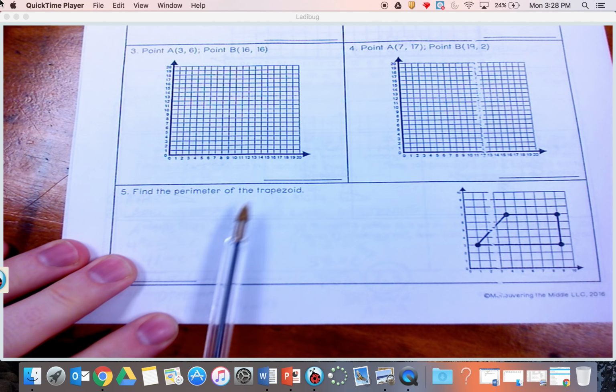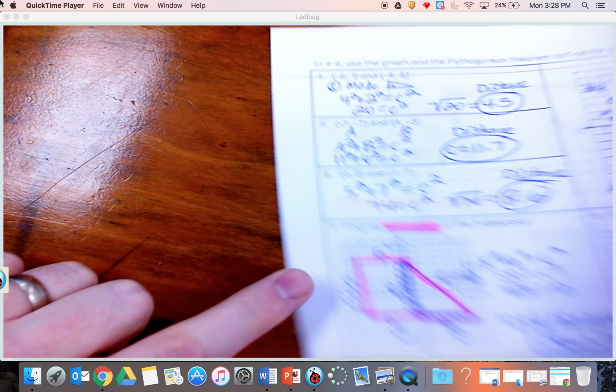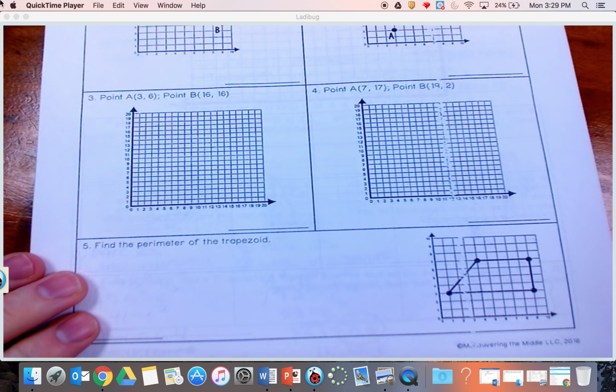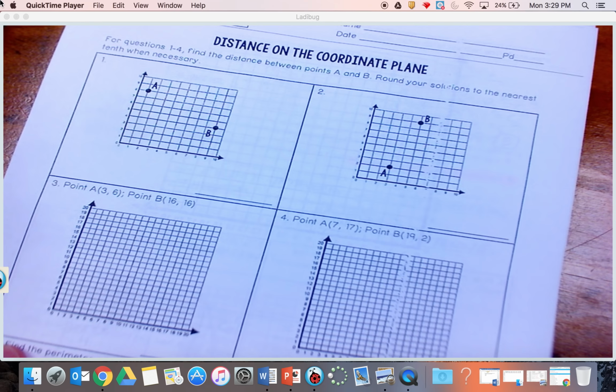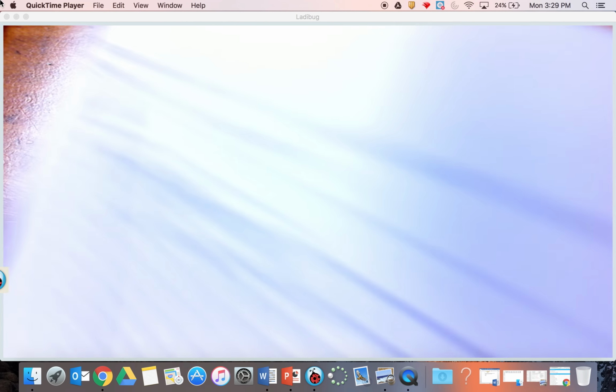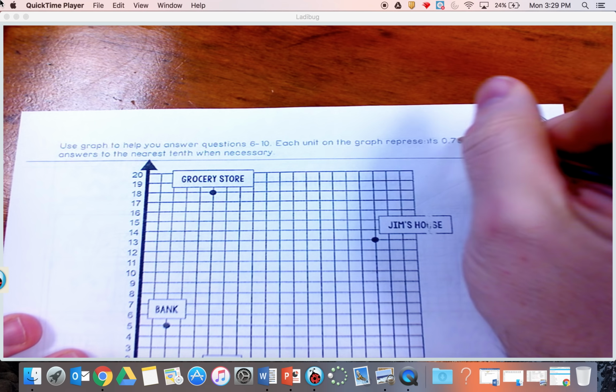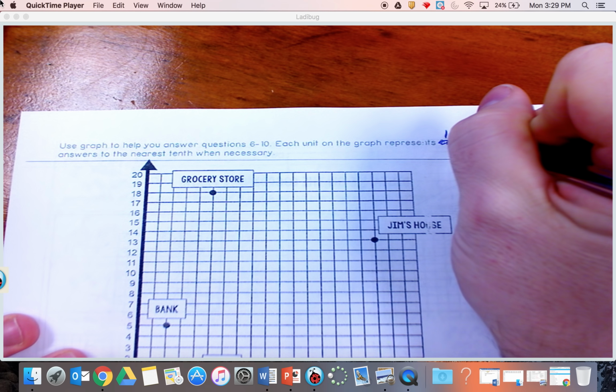Find the perimeter of the trapezoid. We did one. Number 5 is just like number 7. Follow the steps. Go back and watch the video on that one again. Okay, you should be able to handle that one. The last one here is going to be the same. Instead of treating these as 0.75, treat them as just 1 mile.